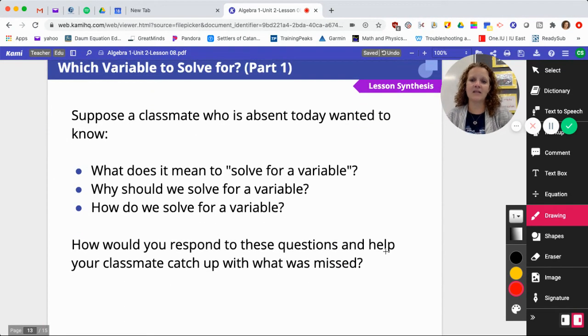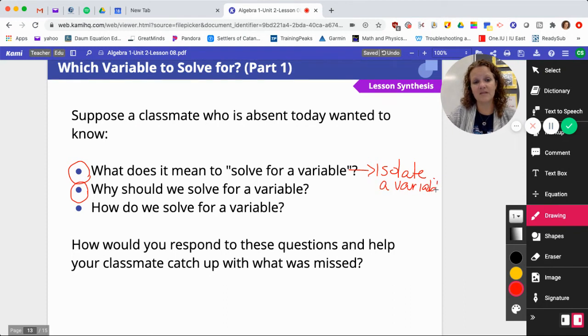All right, suppose a classmate who is absent today wanted to know, what does it mean to solve for a variable? Why should we solve for a variable? So we isolate the variable we're trying to solve for. Isolate a variable. That's what I think of it. I'd love to hear what you guys think. And then why should we solve for a variable? Because it's easier. It is easier when you solve for a variable.